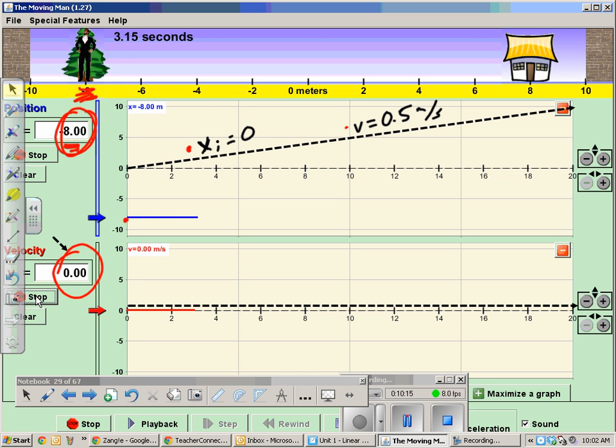Oh, fudge. The velocity didn't take. Let's try that again. I'm going to change the velocity to 0.5 and press enter this time. And then let's click go. There we go. All right, so that's okay.